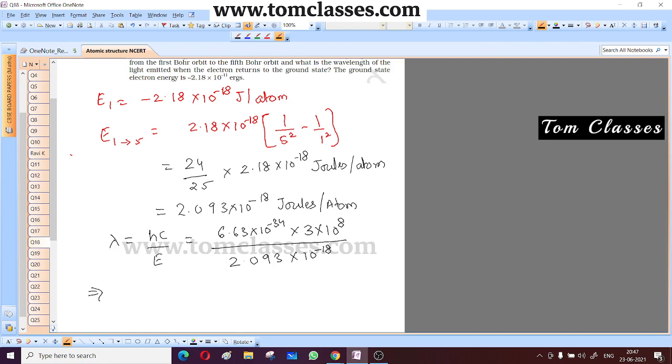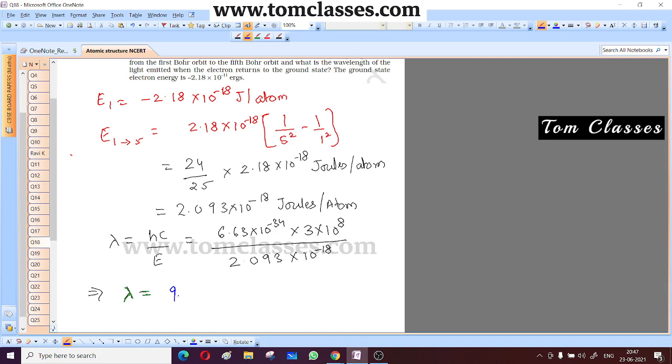So what will be the wavelength? Can you calculate and tell me? Yes, what is the wavelength? It is coming approximately 9.5 into 10 to the power minus 8. So basically it should belong to the UV range, right? That is the Lyman series, we know that. So 6.63 times 3 divided by 2.093 is 9.5.